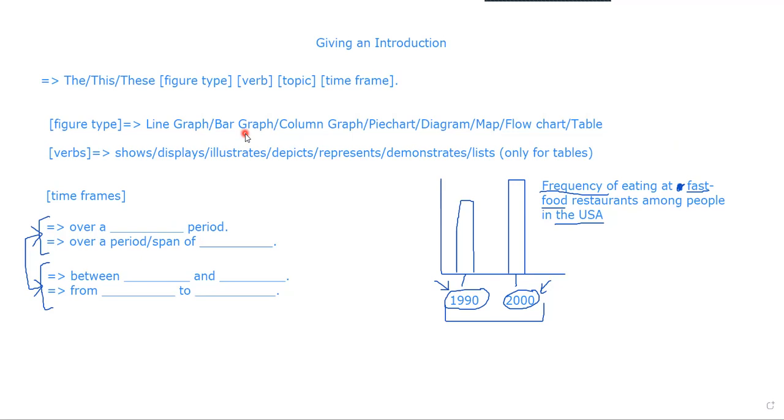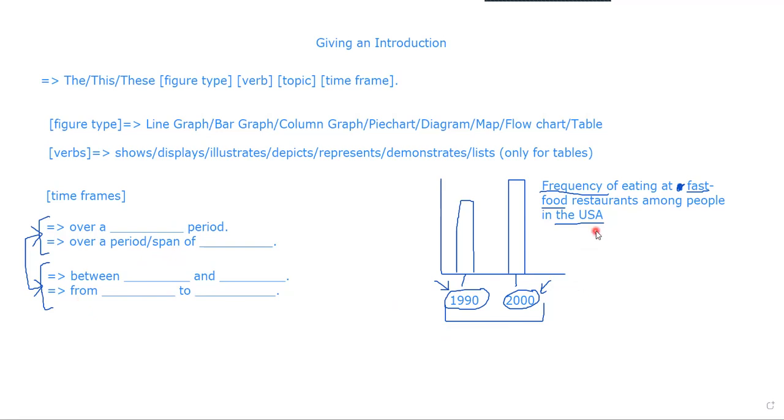Then complete your introduction and kindly share it with us. The bar graph represents or displays the frequency of how the USA people are having junk food repeatedly between 1990 and 2000. Exactly, and not "to", because "to" is used with "from".